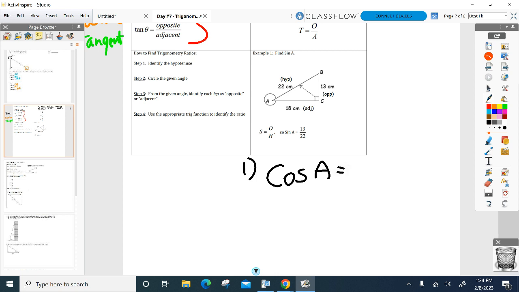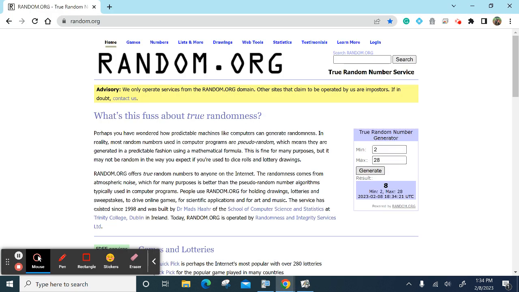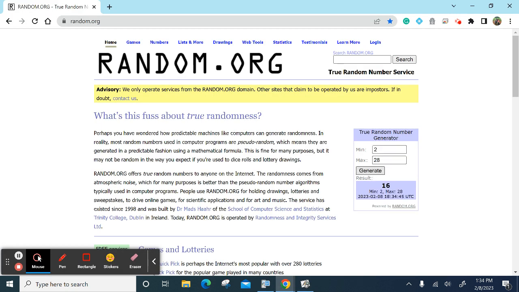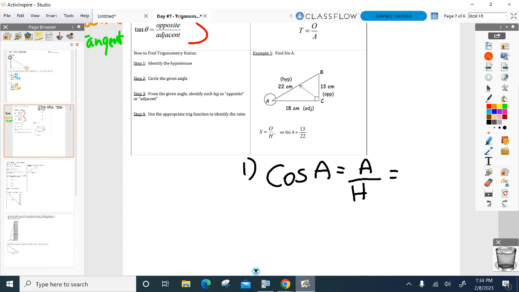So you know what angle you're looking at. Now you just got to remember, how do I find cosine? Look back at SOHCAHTOA. How do you find the cosine ratio? You take what two sides? Just tell me in general. Hypotenuse and adjacent. I do adjacent over hypotenuse. Now I look at angle A, and you tell me how long the adjacent side is, and how long the hypotenuse is. 18 over, what's the hypotenuse? 22. Good.